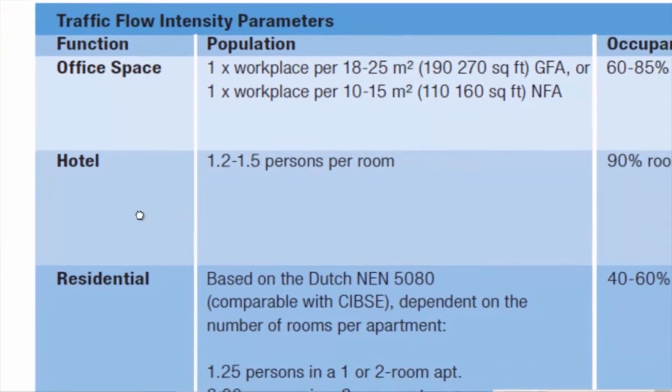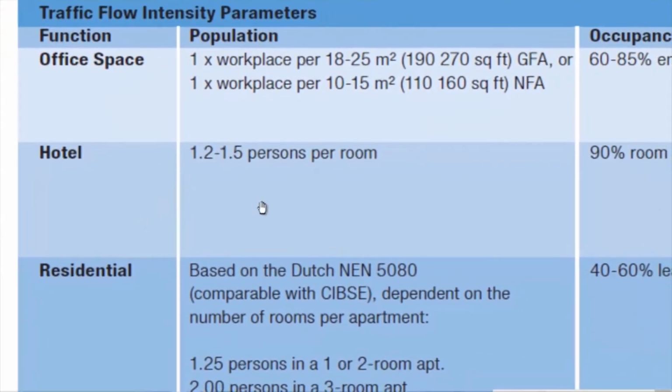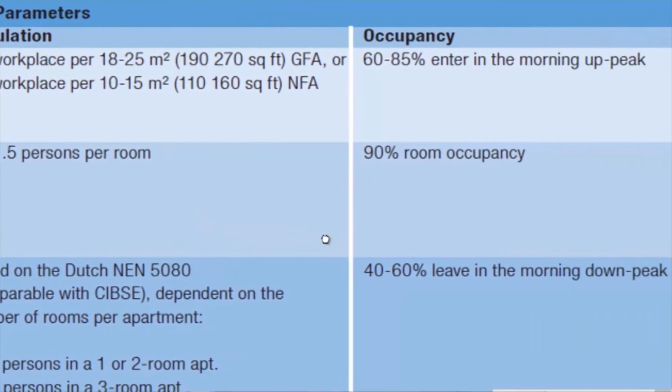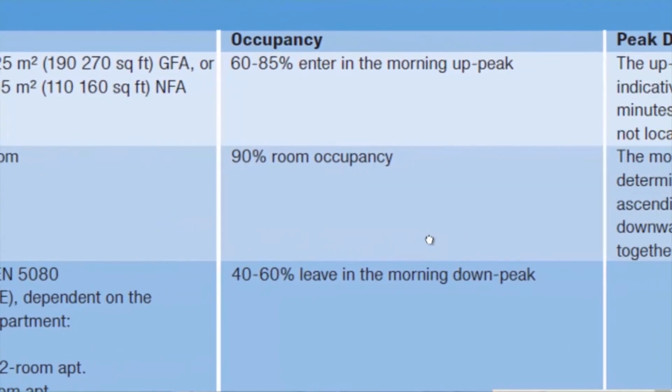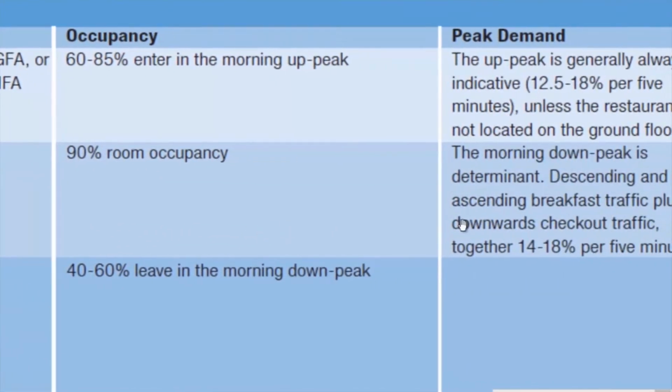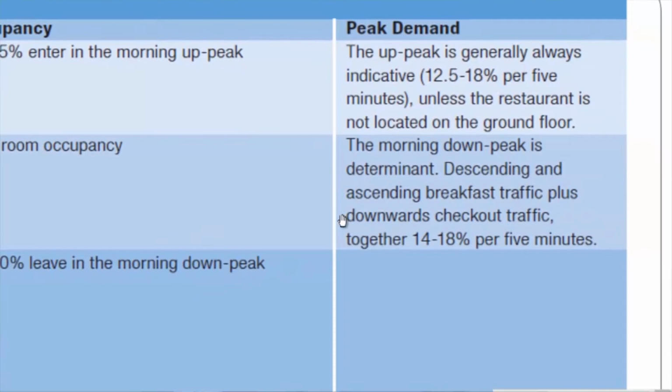Coming to the function of hotel, 1.2 to 1.5% per room of population, the occupancy 90% room occupancy, peak demand. The morning down peak is determinant, descending and ascending breakfast traffic plus downward checkout traffic together 14 to 18% per 5 minutes.